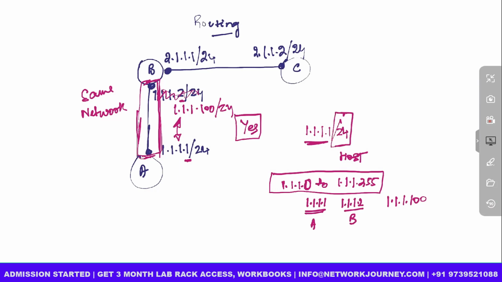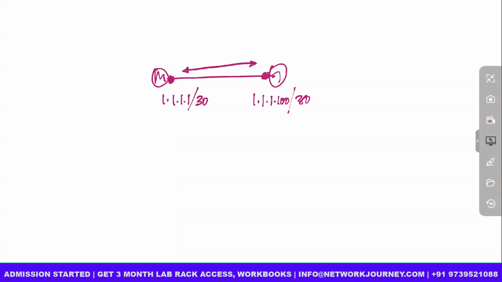So this is what you check along with the IP. If for example I would have told 1.1.1.1/30 on this side, and on this side if I would have said 1.1.1.100/30, now will they ping without any external routing protocol support? Are they in the same network now? They will not ping. They will not communicate because they are not in the same network.